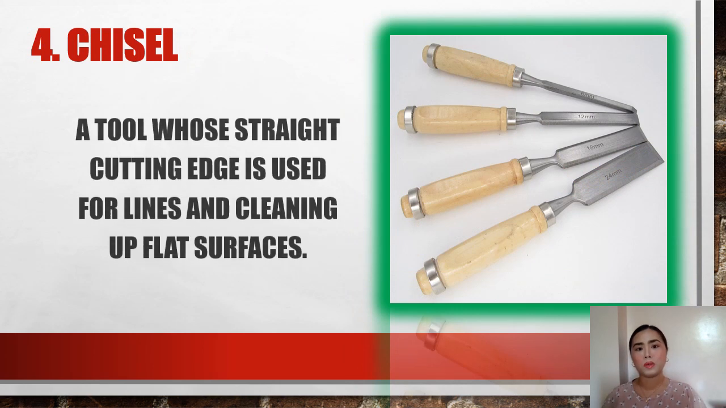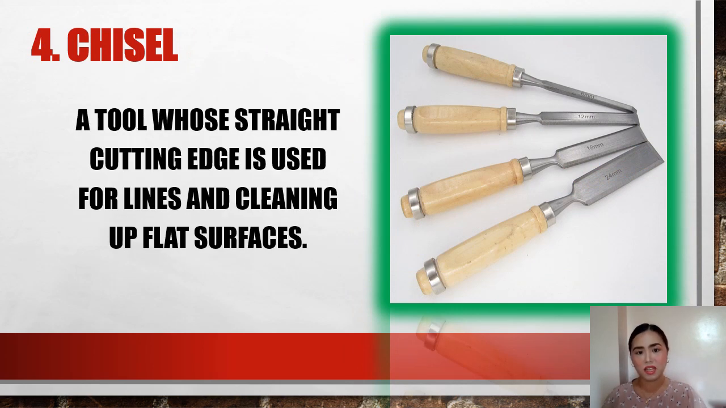And the last tool is chisel. Chisel is a tool whose straight cutting edge is used for lines and cleaning up flat surfaces. Now, if you would compare the chisel to your gouge, your chisel has a straight edge because its purpose is to create delicate lines and clean the flat surfaces of your sculpture.